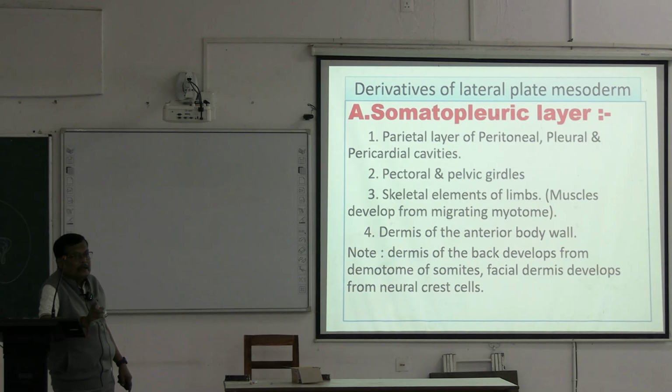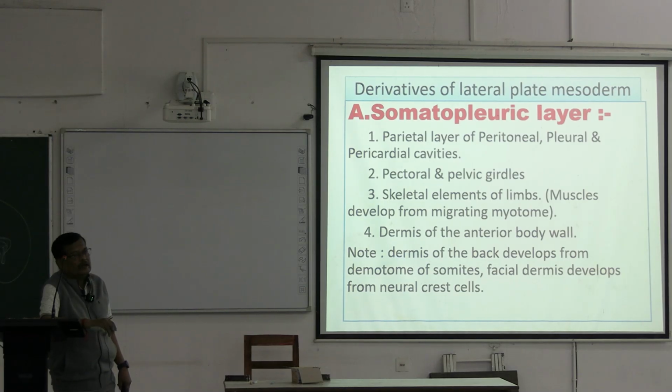And another thing I did not say then. What did I say about the dermomyotome? Dermis of the skin develops. Yes, that's true, but only partly true. Dermis of the anterior abdominal wall develops from the somatopleuric layer of the lateral plate mesoderm. How peculiar, what a complication.